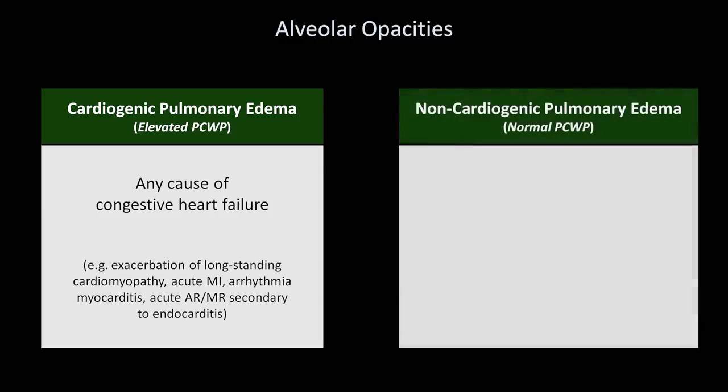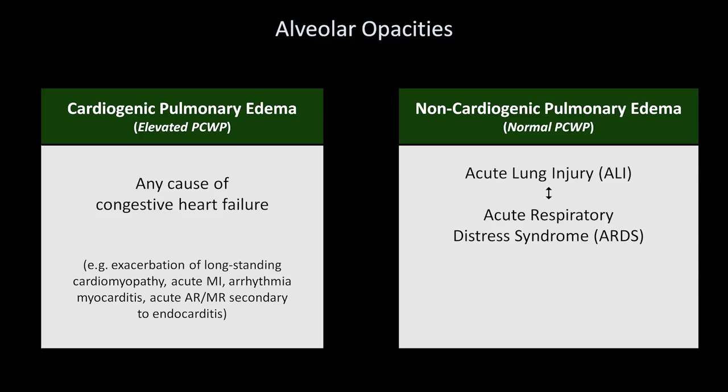Then there is non-cardiogenic pulmonary edema, in which the wedge pressure is normal. The clinical correlate to diffuse non-cardiogenic pulmonary edema is the spectrum between acute lung injury and acute respiratory distress syndrome. The distinction between these two is largely arbitrary and is based on the severity of a patient's hypoxemia.